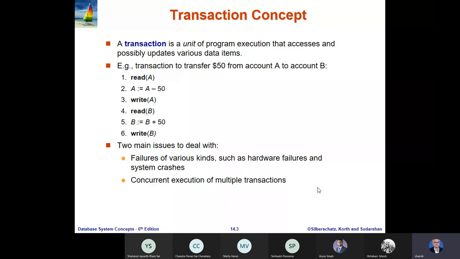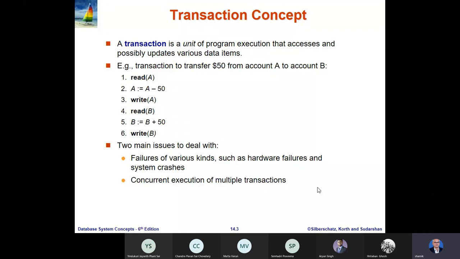Okay. So we read A, which was 1000, and then we are transferring 50 from A. So the value of A, which is the balance itself, will be reduced by 50. So A is A minus 50. We write A, so we write 950 in A, and then read B, which is 2000, and then we make B 2050, and then write that value of B back in the database. So this is what is meant by a transaction, a unit of work or unit of program execution as mentioned here.